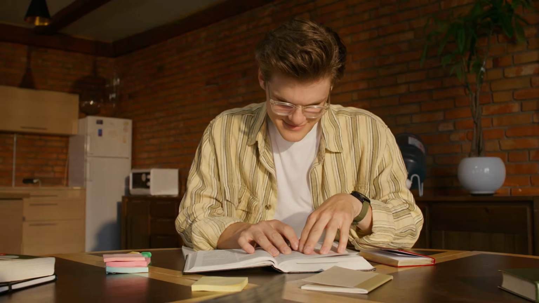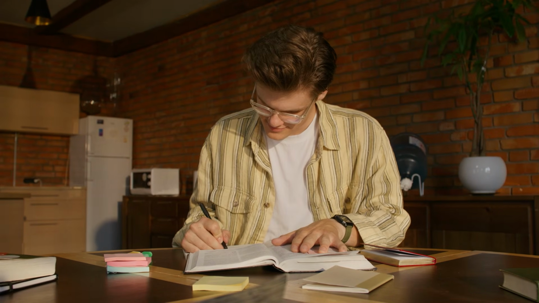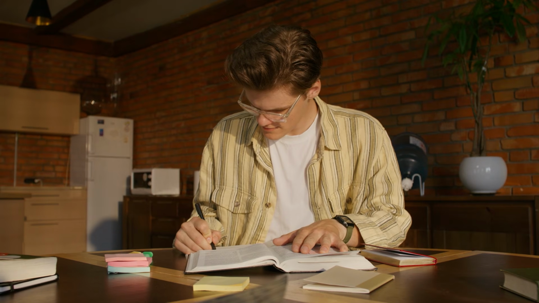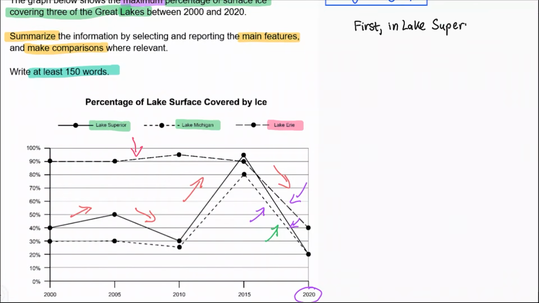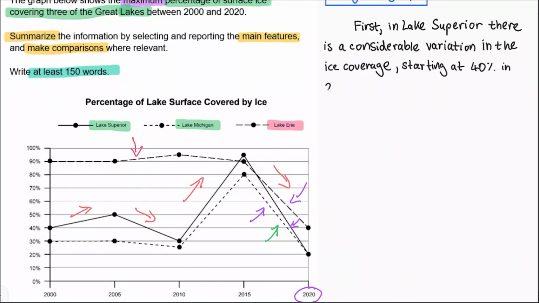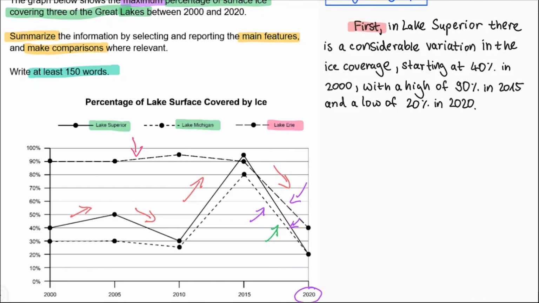That's enough for the introduction, and we can move on to the first sentence of the body paragraph. Don't forget to indent the first line, because this is a new paragraph. First, in Lake Superior, there is a considerable variation in the ice coverage, starting at 40% in 2000, with a high of 90% in 2015 and a low of 20% in 2020. First is a simple transition, but it keeps the ideas well organized. Line graphs have a lot of details, so it's better to convey the facts as simply as possible, or the reader will become confused.